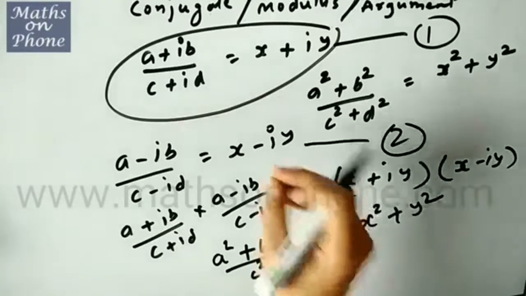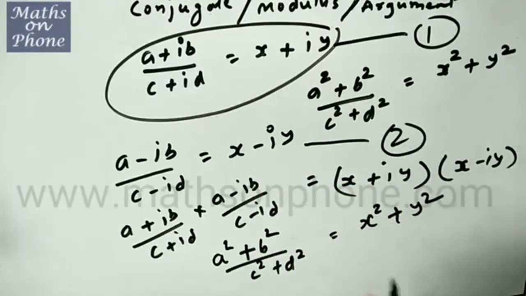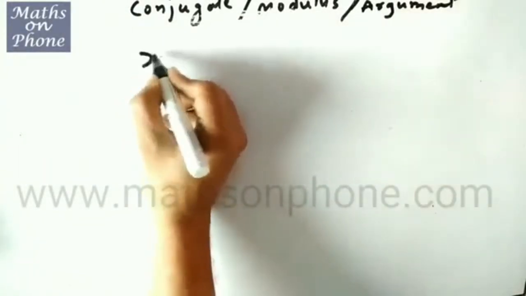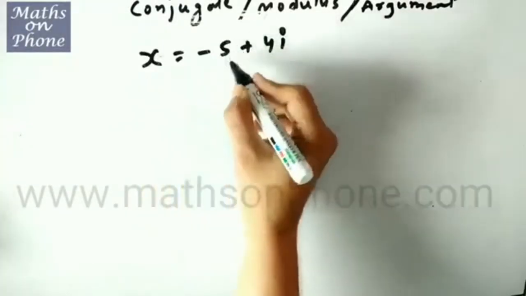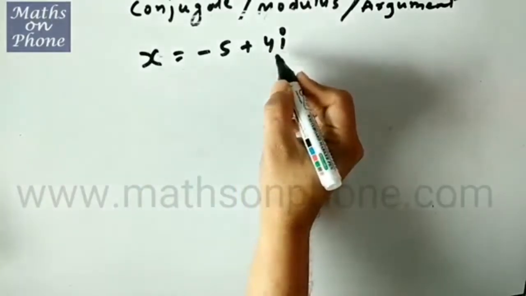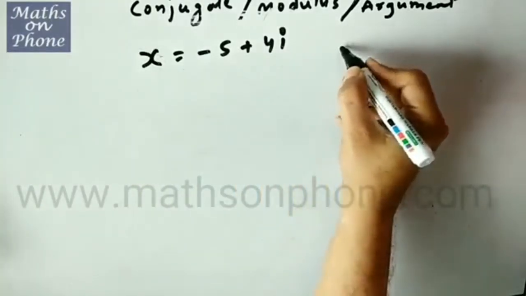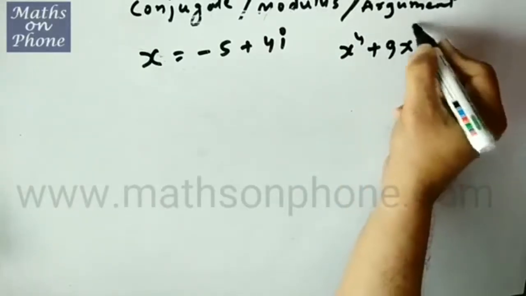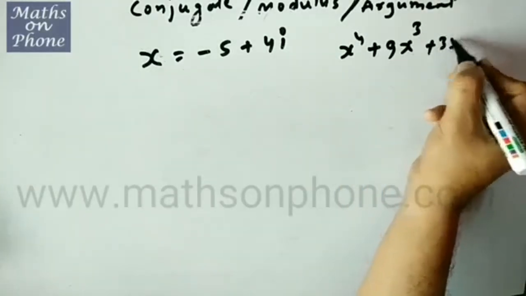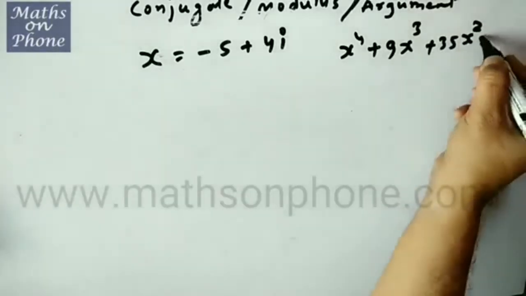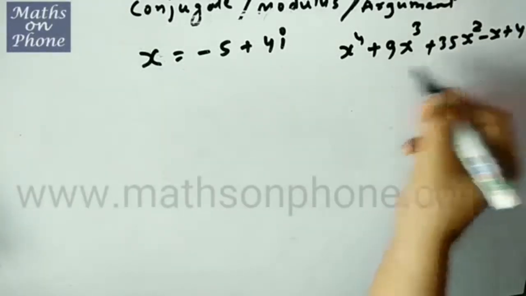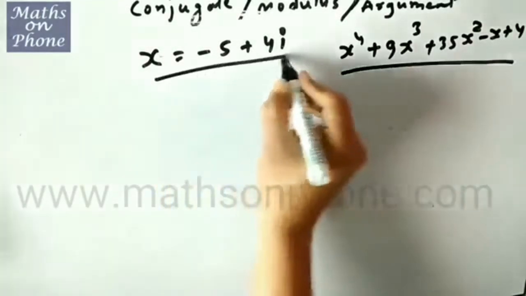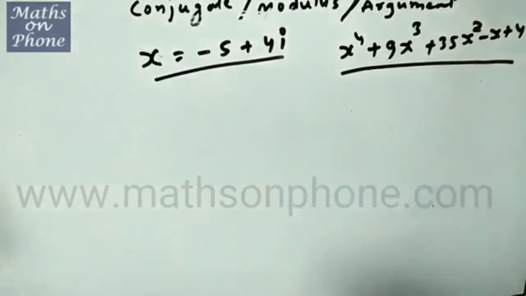So we got the thing what we need to prove. Now, a very important type of problem we will solve. Value of x is given. Suppose x is equal to minus 5 plus 4i, and we need to find the value of x to the power 4 plus 9x cube plus 35x square minus x plus 4. Okay, and this value of x is given, minus 5 plus 4i.